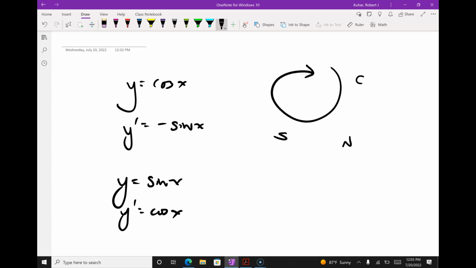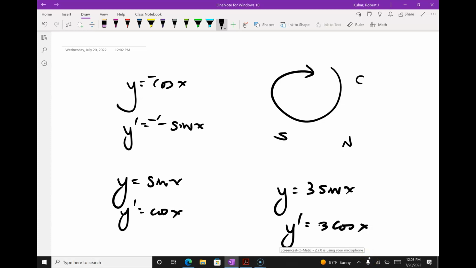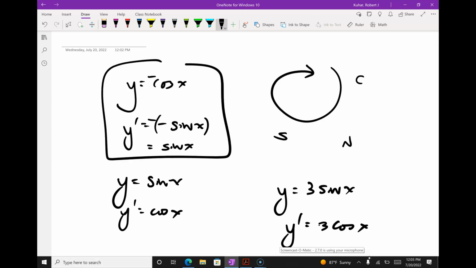This is the other thing, you want to let coefficients go for the ride. So if y equals 3 sine x, y prime is 3 cos x. The coefficient just goes for the ride. Okay? So if you started with negative cos of x, the negative goes for the ride, and the derivative of cosine is negative sine, so you would get just positive sine of x. That's what you said. Yep.